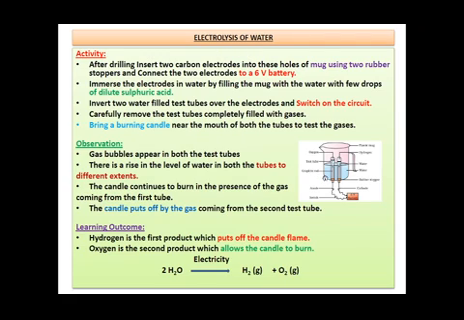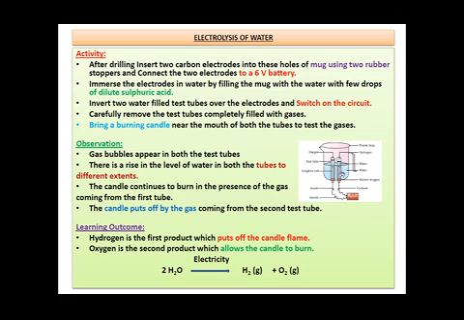Here a plastic mug is taken as shown in this figure. Two holes are drilled at the base and a rubber stopper is fitted in each of the holes. Carbon electrodes are inserted in these rubber stoppers as shown in the figure. Then these electrodes are connected to a 6-volt battery.